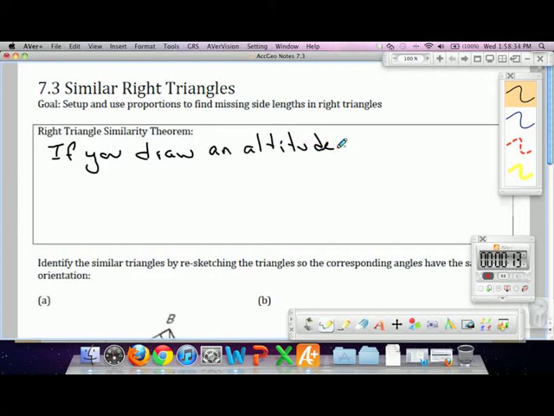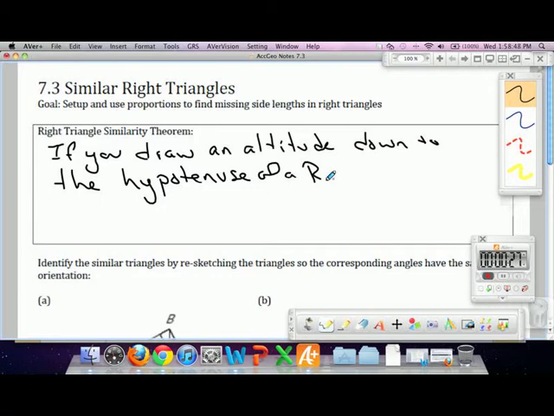If you draw an altitude down to the hypotenuse of a right triangle. So if I have a right triangle, here's a right triangle, there's a hypotenuse. If I draw an altitude down, recall an altitude goes from a vertex to the opposite side at a right angle.